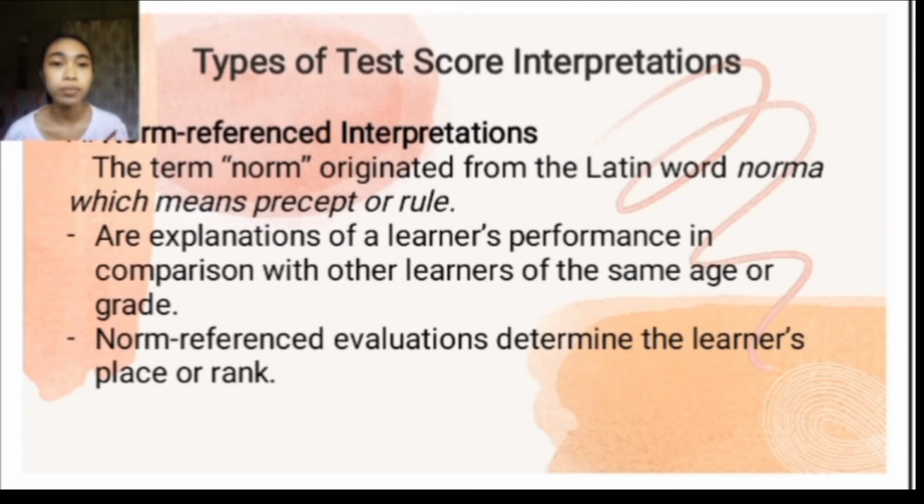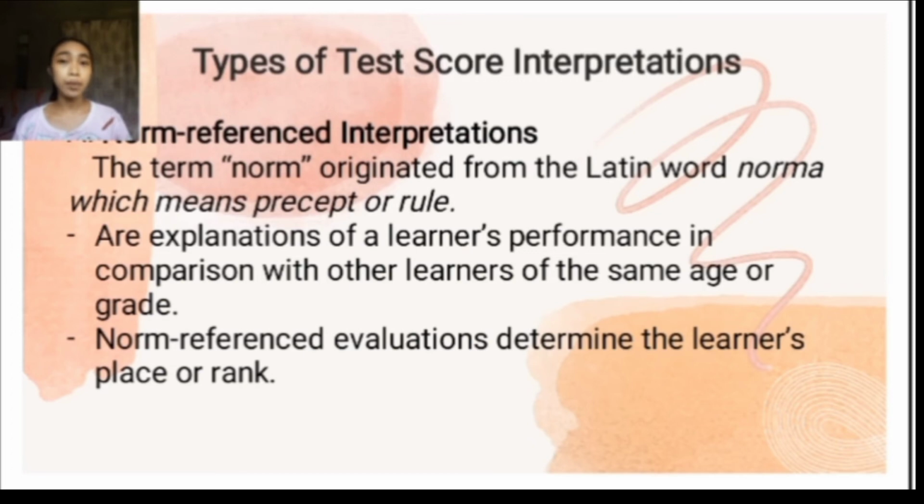First, we have a norm reference interpretation. The term norm originated from a Latin word norma, which means precept or rule. This norm reference interpretation is an explanation of learners' performance in comparison with other learners of the same age or grade. Norm reference evaluation determines the learner's place or rank.